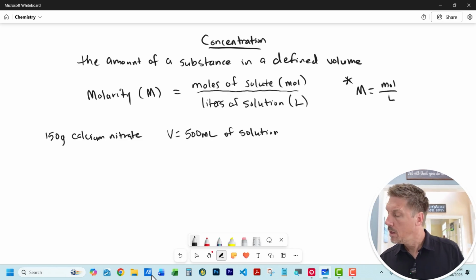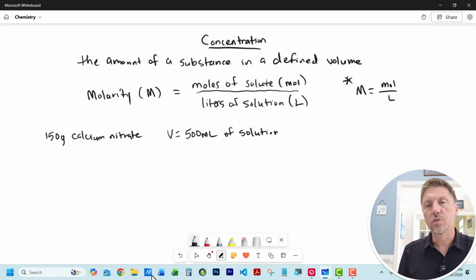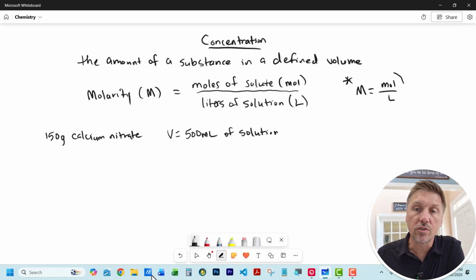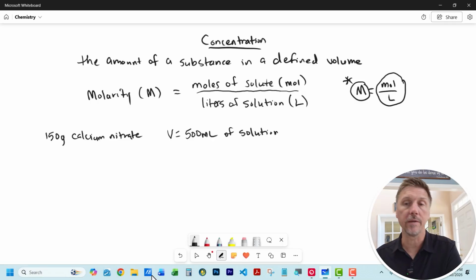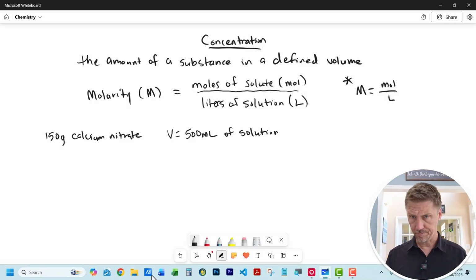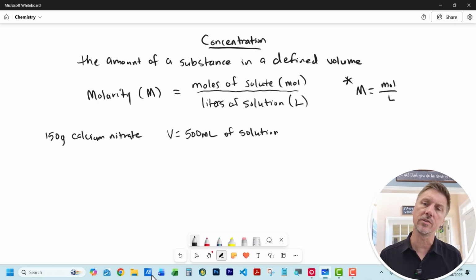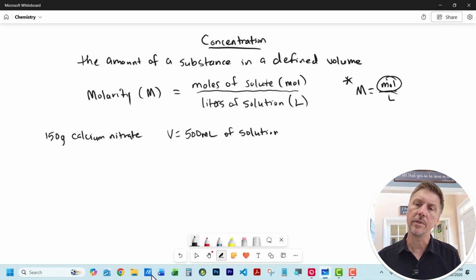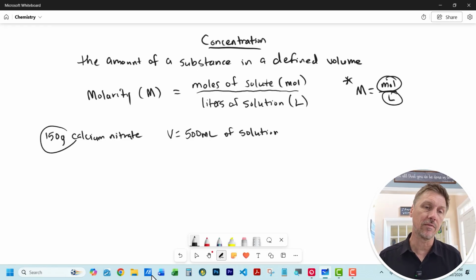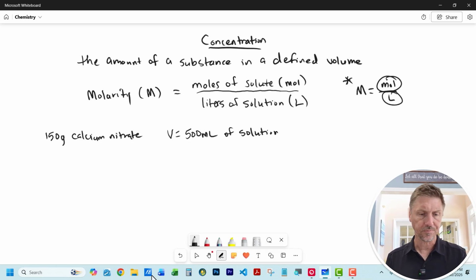And they want to know, what is the concentration in moles per liter? Well, if they're asking for the concentration in moles per liter, that means they're asking us for the molarity. So we need to plug our values into this formula to figure out the molarity. But the problem is we need moles on top and liters on the bottom, and neither of these are moles or liters. We have grams and we have milliliters, so we're going to have to do some unit conversions here.